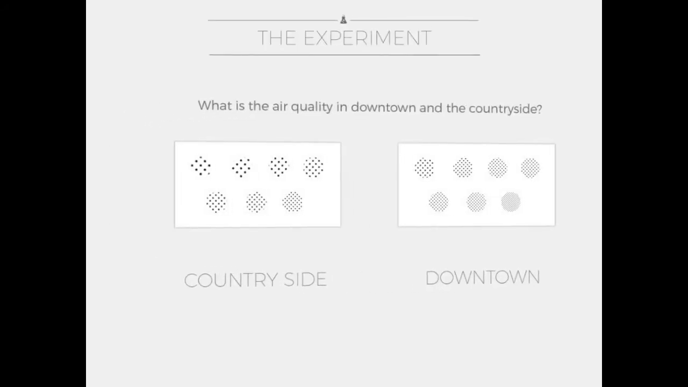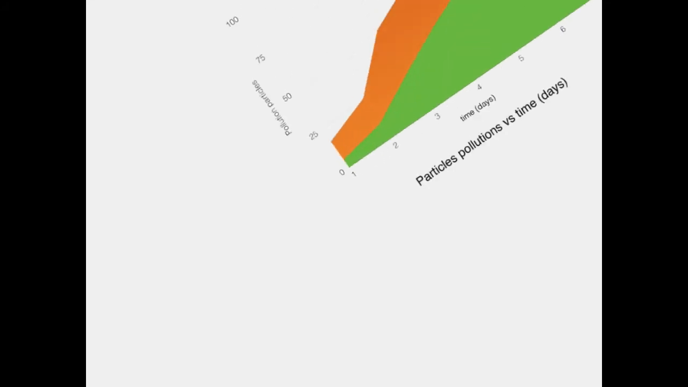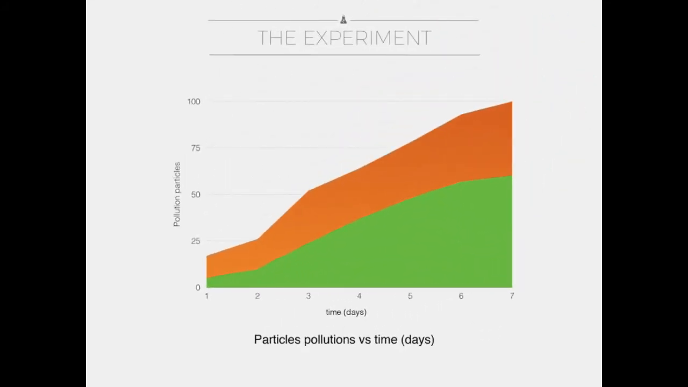The experiments. Now we know the causes and the effects of air pollution. We wanted to know what the air quality is in downtown and countryside. To show that, we made an experiment during 7 days. We put 2 paper boards, one in countryside and one in downtown. We put spare corks for each day of the week. Every day, we tap out 1 cork. This is our final result for the week of experiments.